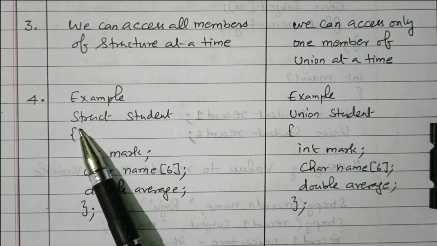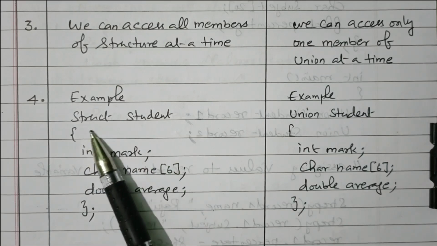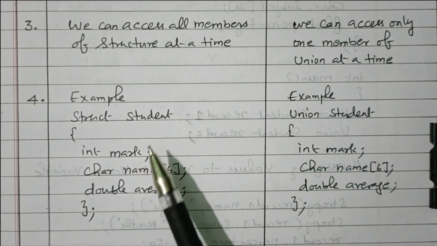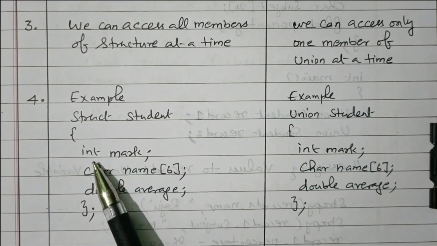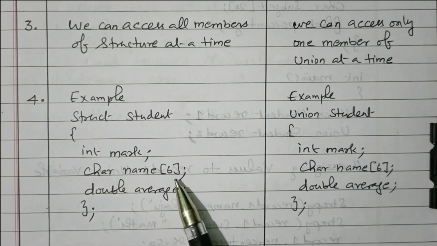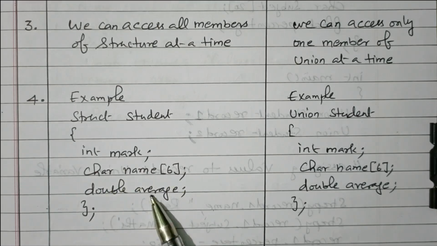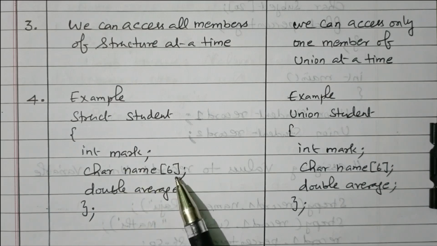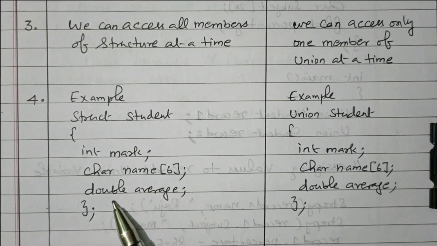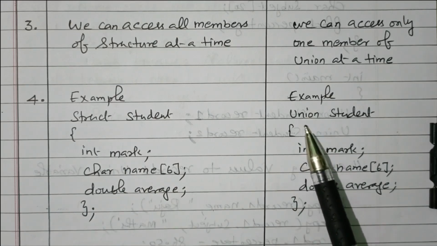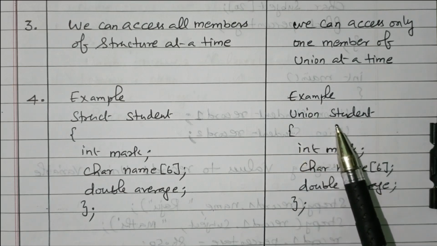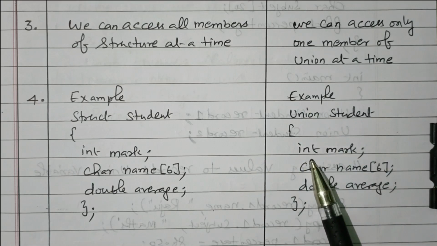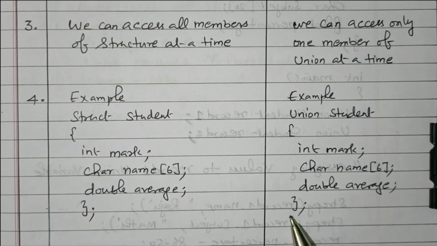We'll see the example. Struct, that is the keyword, student. Open the brace, declare the variables: integer mark, character name with 6 characters, double average, close the brace and semicolon. So we have 3 variables: mark of integer type, name of character type with 6 characters, and average of double type. Here the union example: union is the keyword, and the union name is student, same thing. Here also the same members are declared: integer mark, character name, double average, close the brace and semicolon.